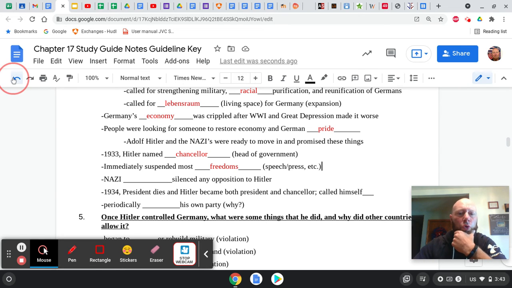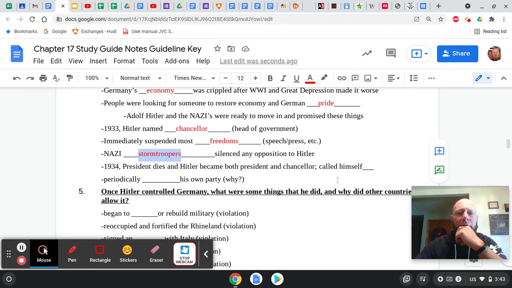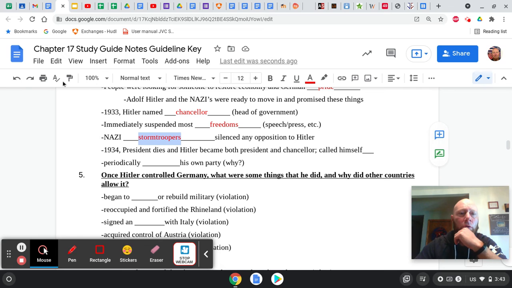Okay, Nazi stormtroopers silenced any opposition to Hitler, to where people put on blinders and just went with the flow. In 1934, the president died and Hitler became both president and chancellor, calling himself Der Führer. Der Führer also just means the leader.